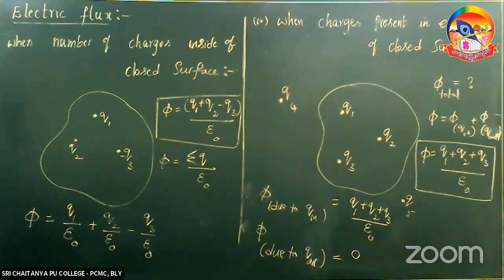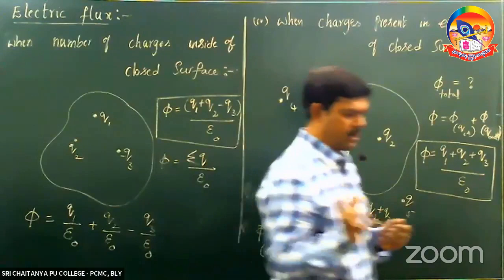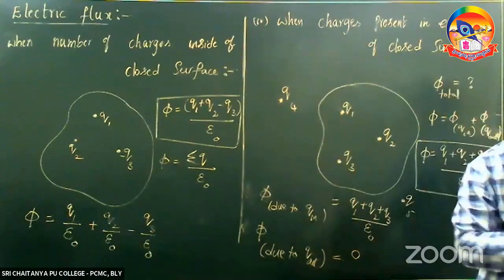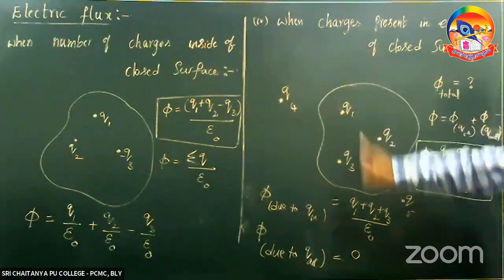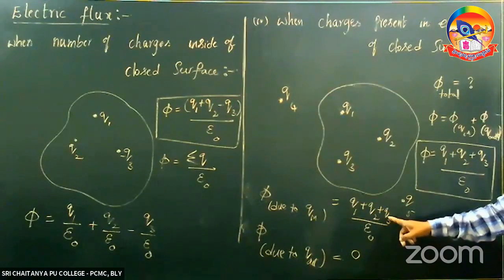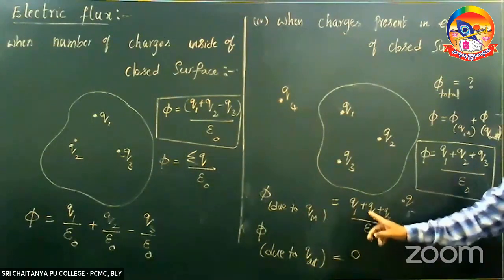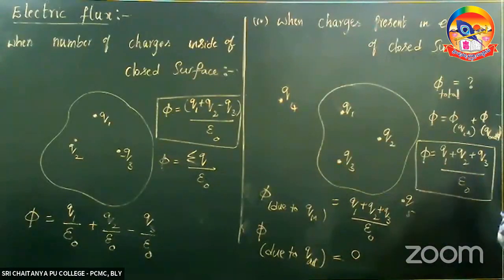That is the answer. Simply remember, when it comes in any examination, don't consider outside charges because flux due to outside charges is 0. Just see what charges are present and take their algebraic sum. Algebraic sum in the sense that if a charge is positive, take it positive; if it is negative, take it negative. Here, the 3 charges are positive. So Q1 plus Q2 plus Q3 by epsilon naught. Clear? Okay.